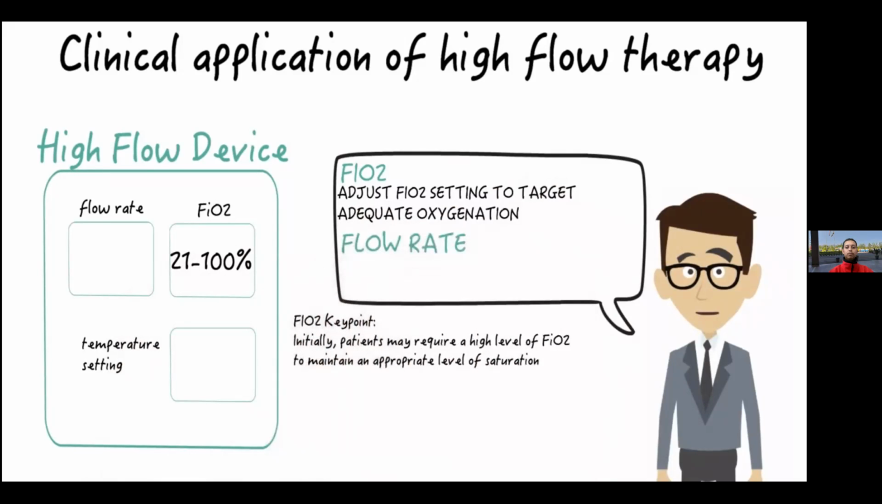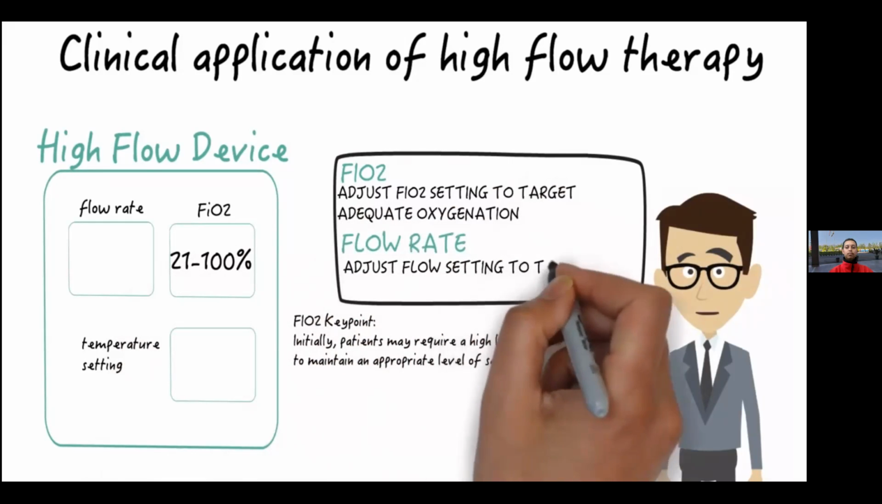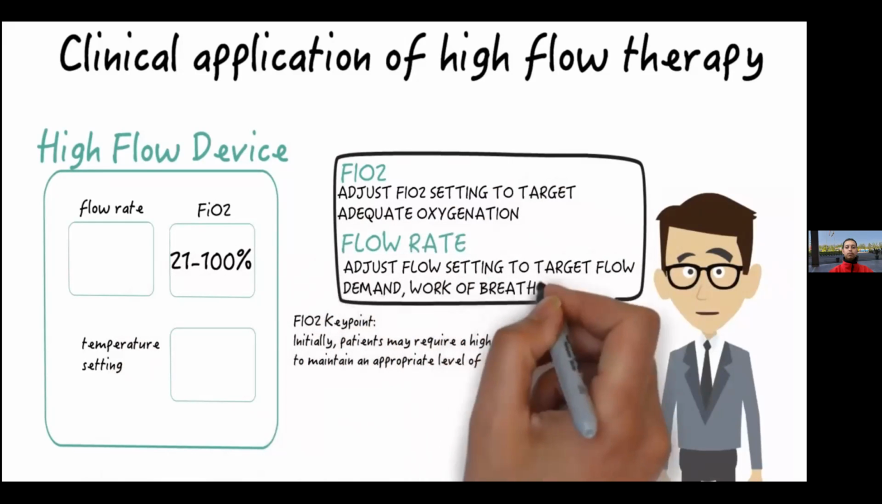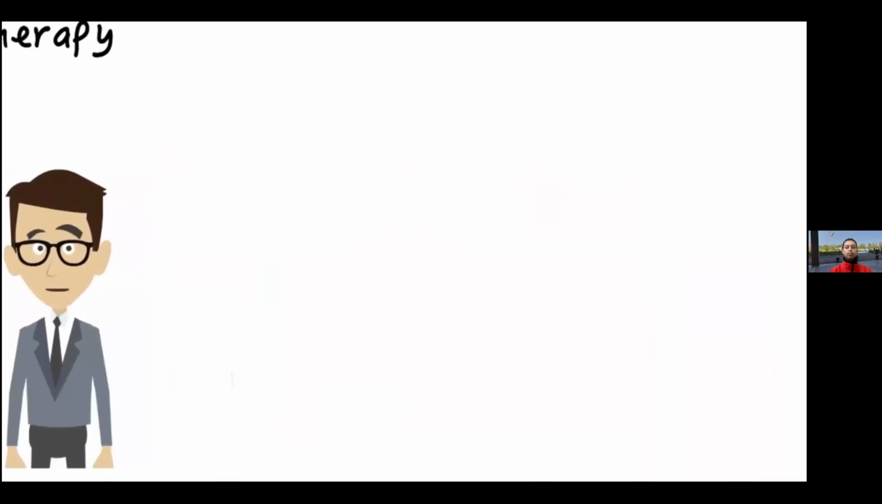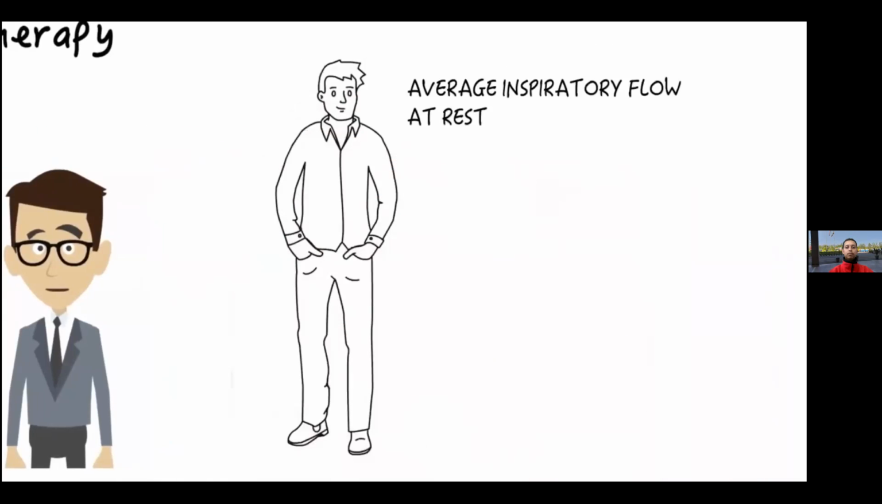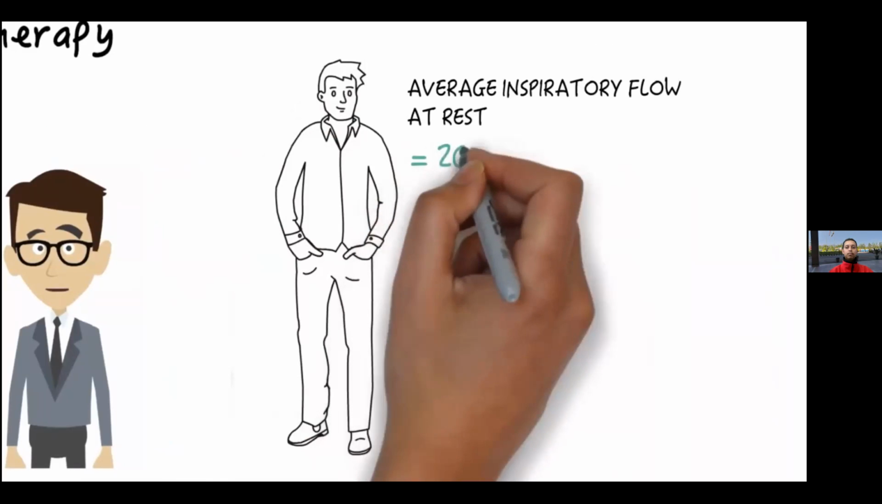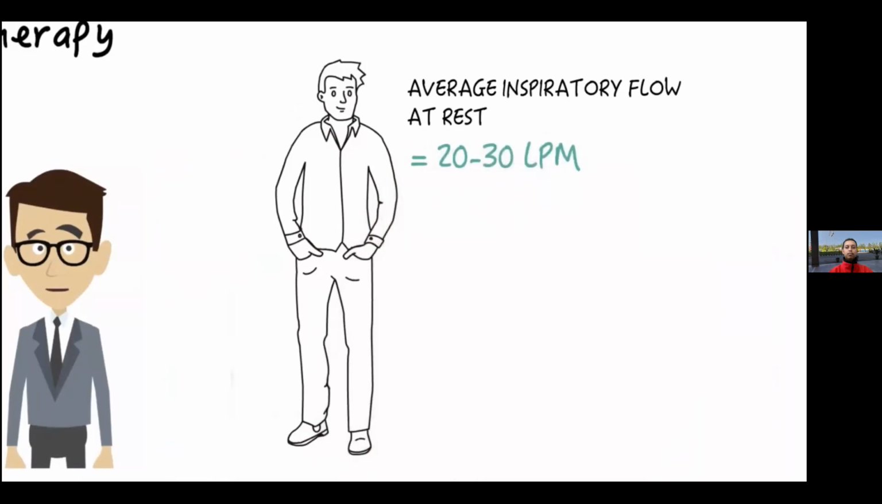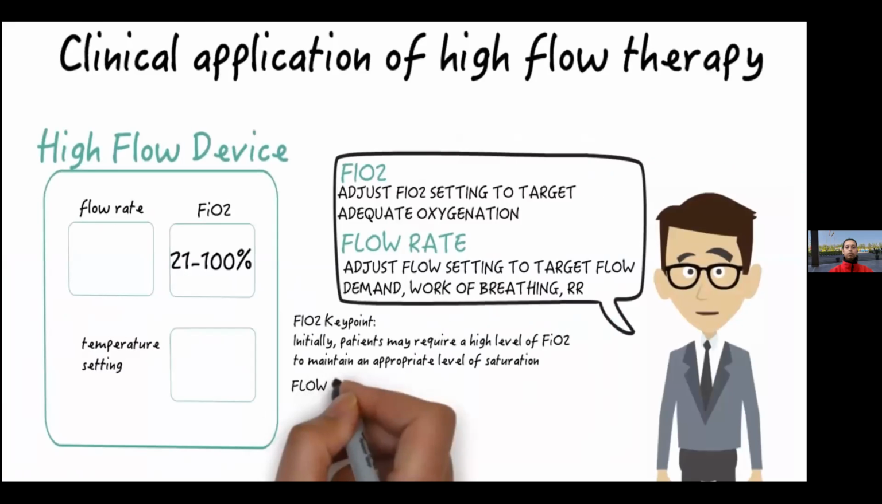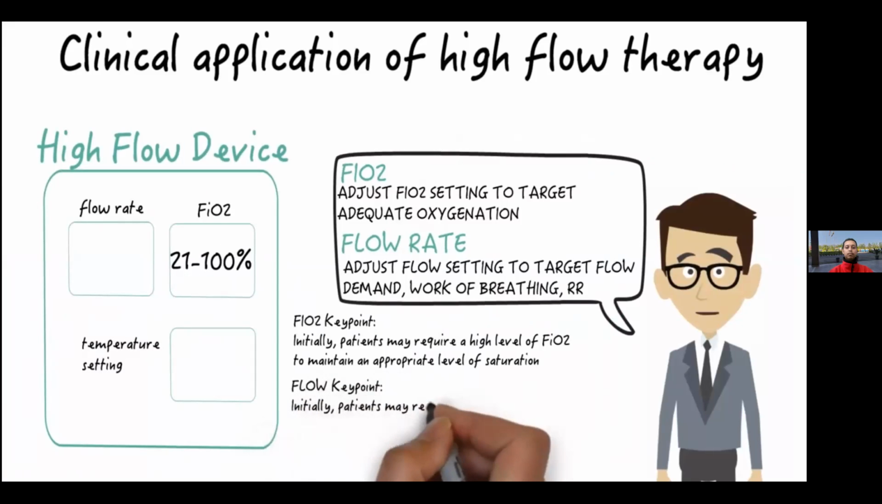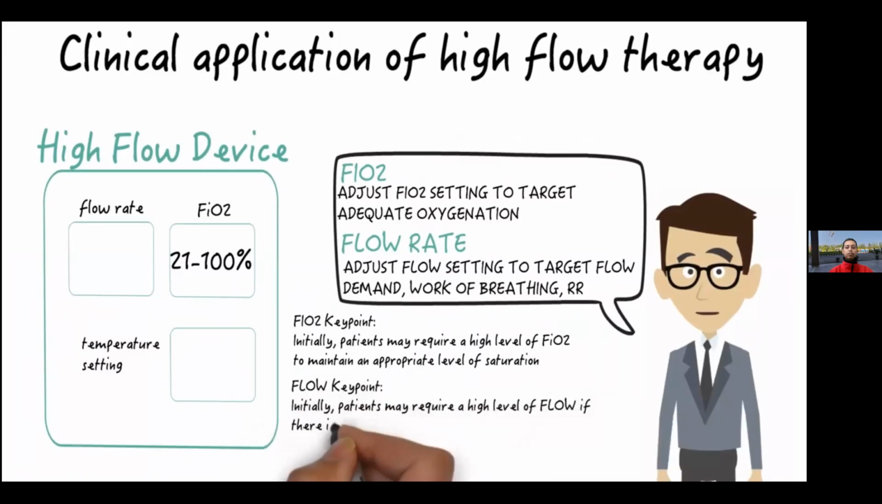The flow is usually set to try to meet or exceed the patient's inspiratory flow demand. This is challenging because it's difficult to determine what the patient's inspiratory flow is. We learned in the previous video that at rest, when the patient isn't in respiratory distress, the typical inspiratory flow of an adult is around 20 to 30 liters per minute. But for patients in distress, their flow demand will likely be higher. So clinicians often titrate the flow according to the patient's respiratory rate. In other words, the faster the patient is breathing, the more flow they'll probably need.